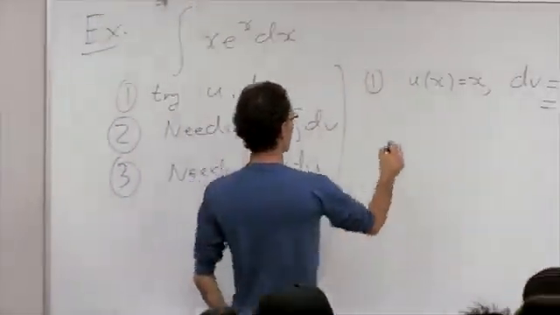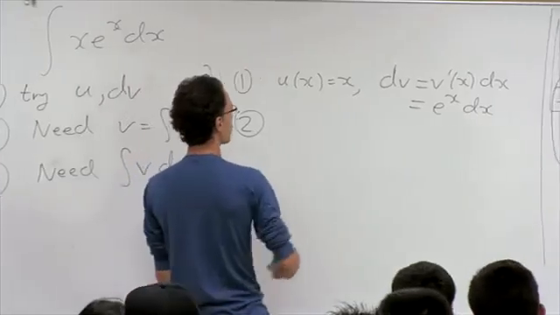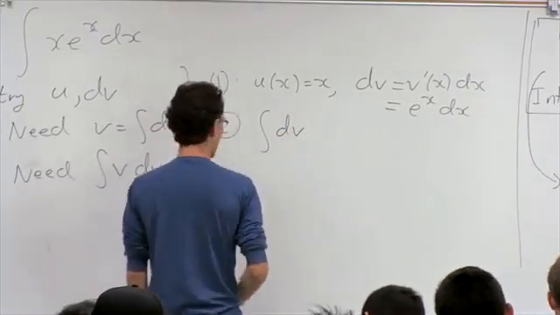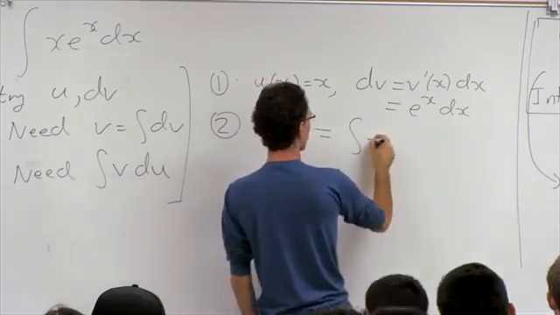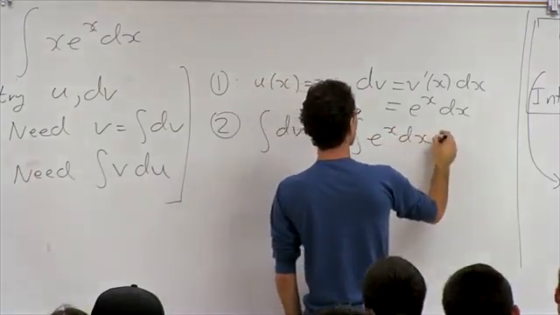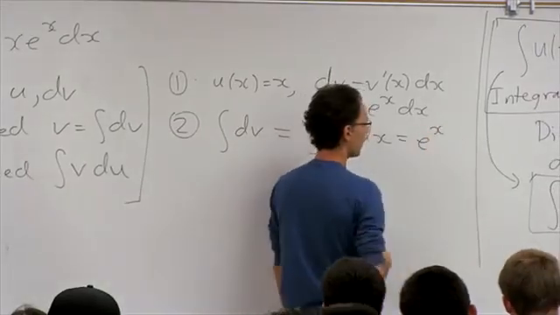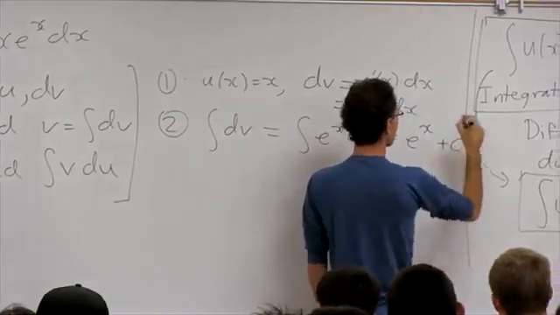of the formula. So in particular, we would integrate dv, and that would give us the integral of e to the x dx, and that's just, of course, e to the x, and plus some constant.